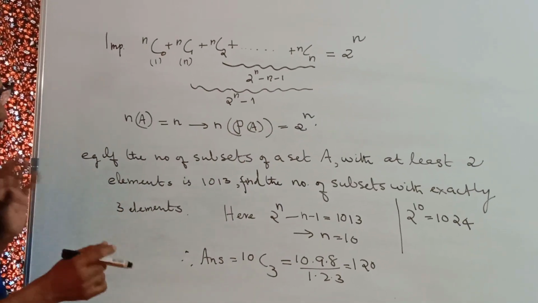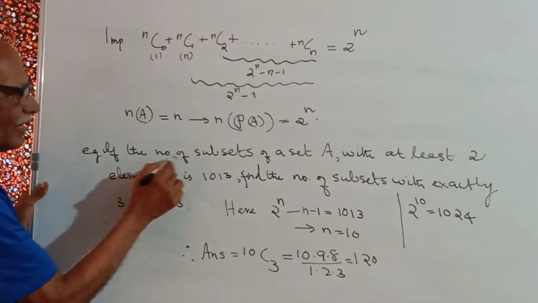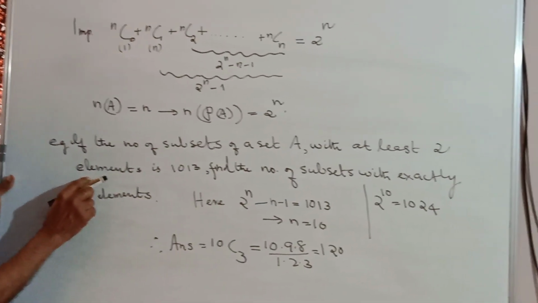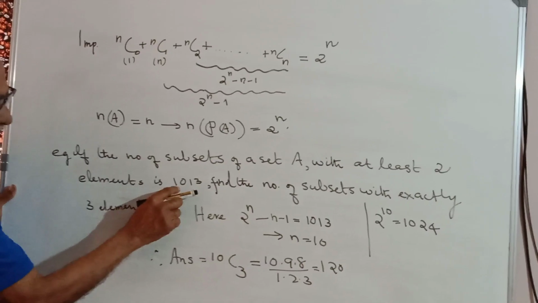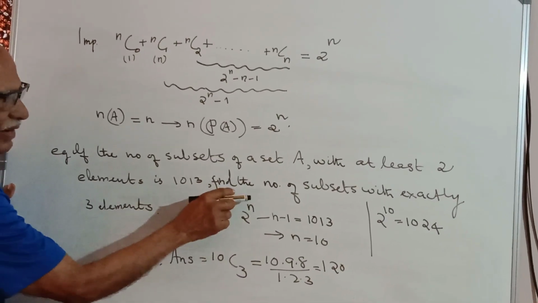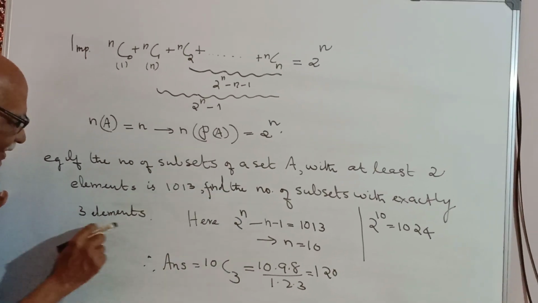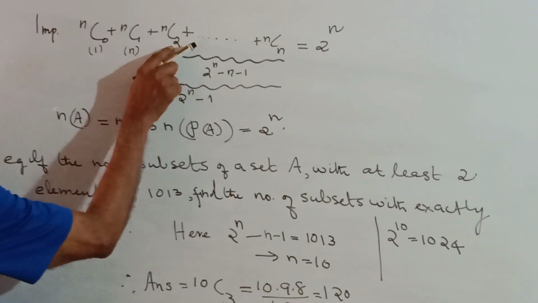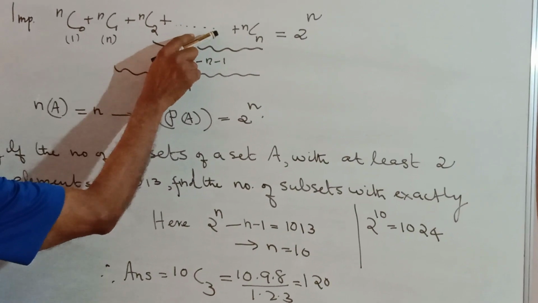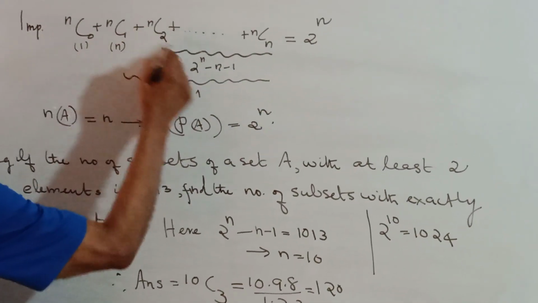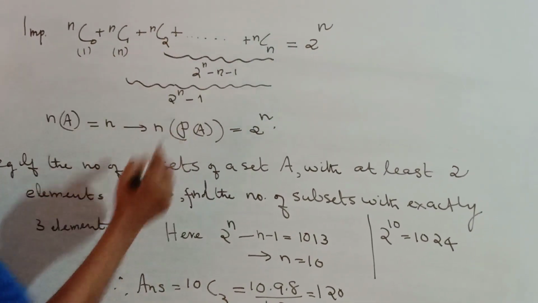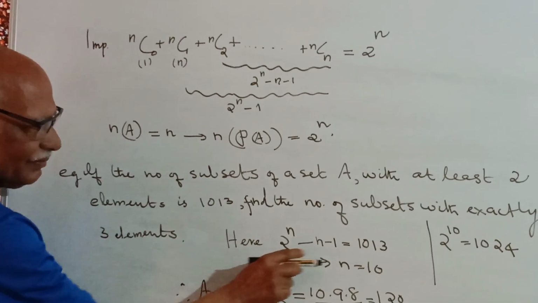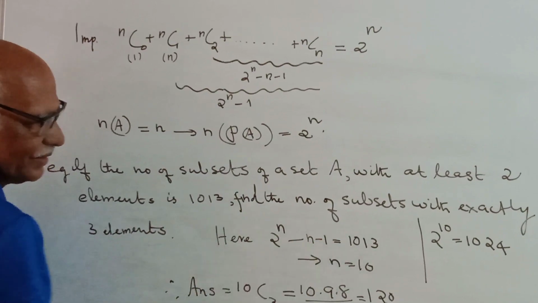Now an example. If the number of subsets of a set A with at least 2 elements is 1013, find the number of subsets with exactly 3 elements. So at least 2 elements means nC2 plus nC3 plus nC4 etc. up to nCn. This part is given as 1013. So 2 raised to n minus 1 minus n is 1013.